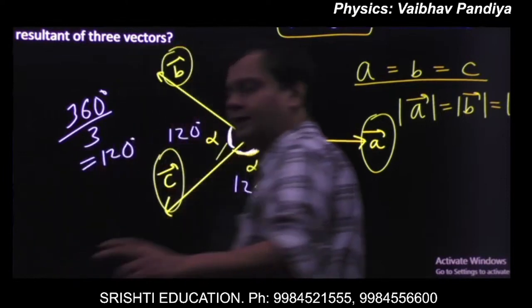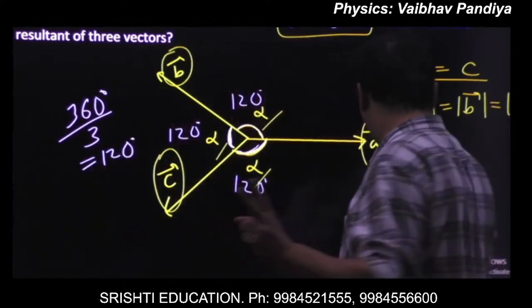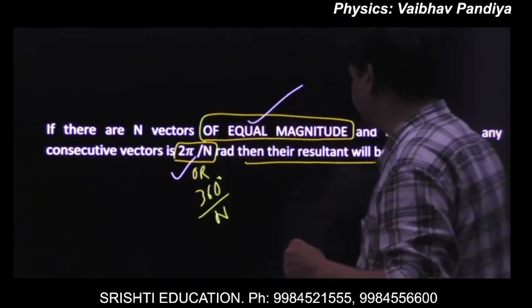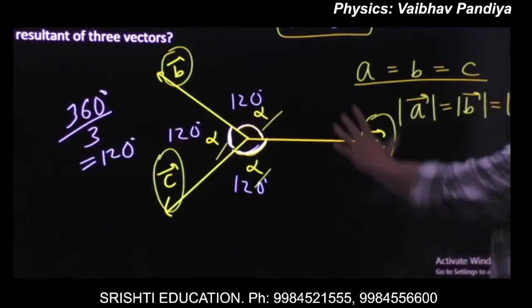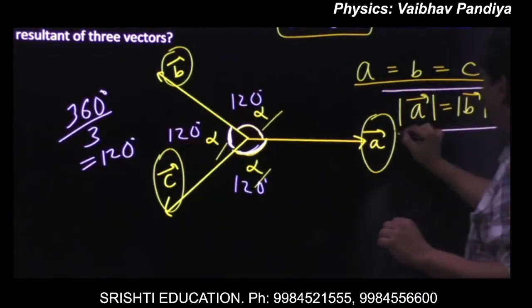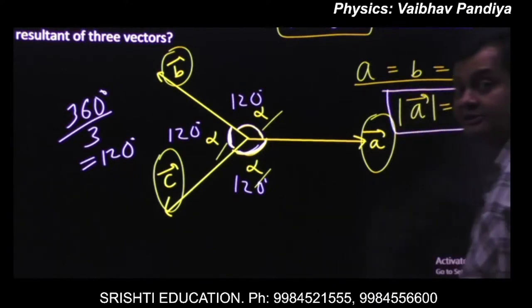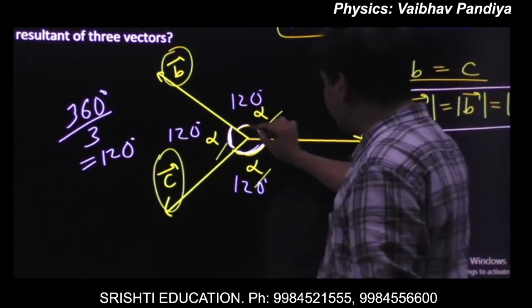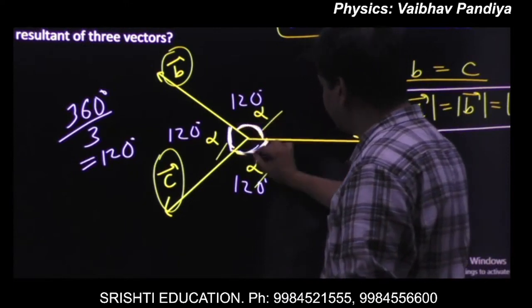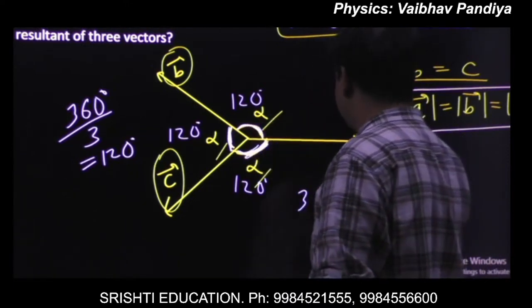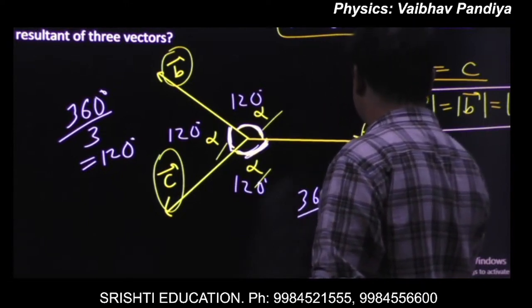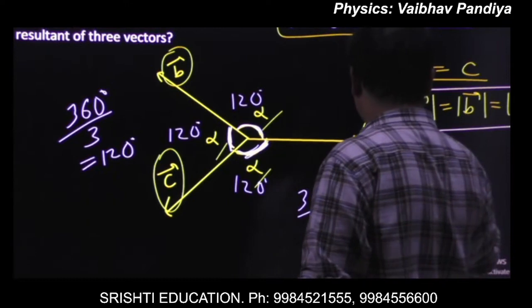So can we see both the properties, the equal magnitude property and the angle property? Can you see both the properties are met in this condition? All three have the same magnitude, first property. Number two, how many vectors are there? Three. The angle between the consecutive vectors must be 360 degrees by n. So in this case, it must be 360 degrees by 3. That is 120 degrees. Correct?